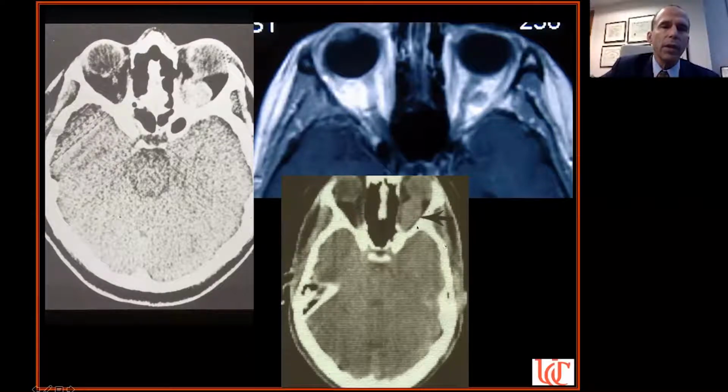And here is a patient with an optic nerve glioma, CAT scan, an old image. You can't separate this tumor from the optic nerve. So an optic nerve glioma.